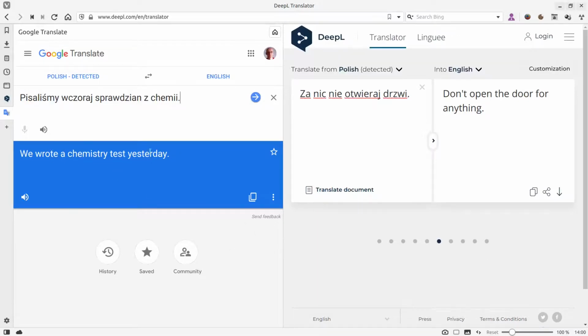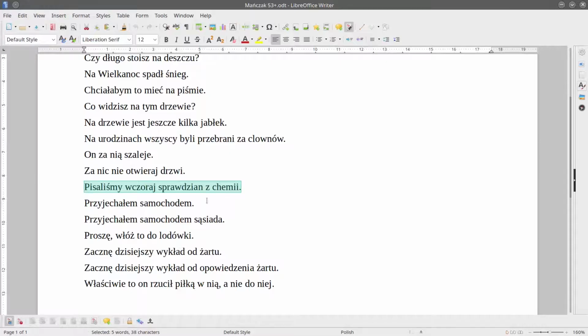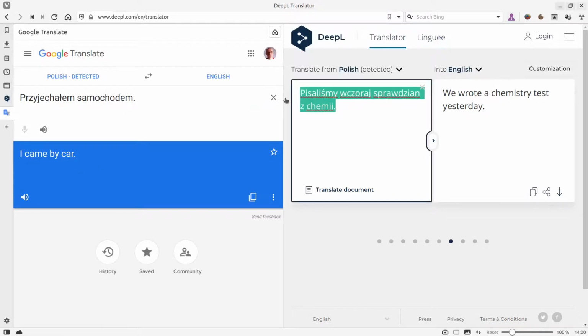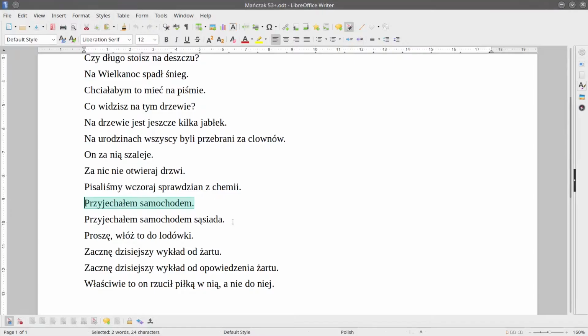We wrote a chemistry test yesterday. And the same translation here. I came by car. Right, I came by car, I came in the car, I came in a car, depending on the context. Przyjechałem samochodem sąsiada.